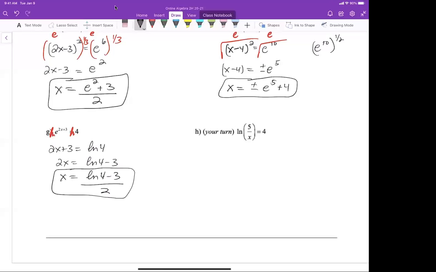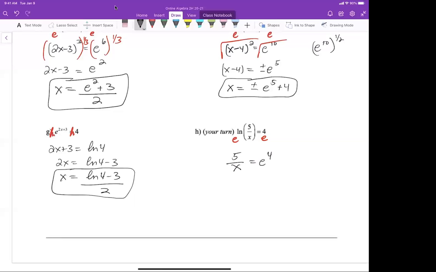H is your turn. Welcome back. How do I undo a natural log? Well, I raise e to that power. I'm going to raise both sides of that equation. So on the left-hand side, I get 5x is equal to e to the 4th.